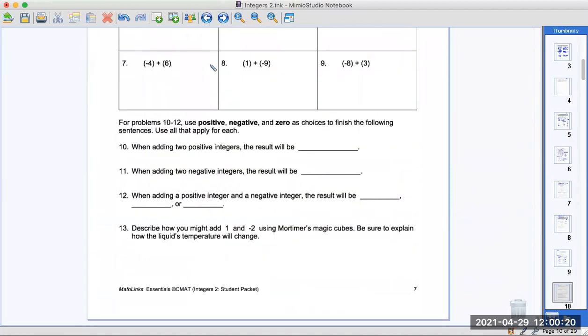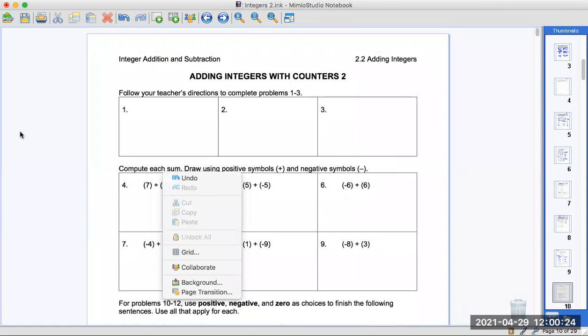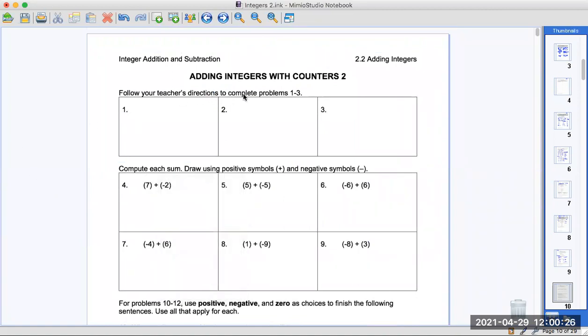Now this page is homework. It's the same thing, but it does say follow your teacher's directions to complete problems 1 to 3. So I have to give you these 3 examples and then you will do the rest. So the first example is a +4. Remember, there's a plus a -3.